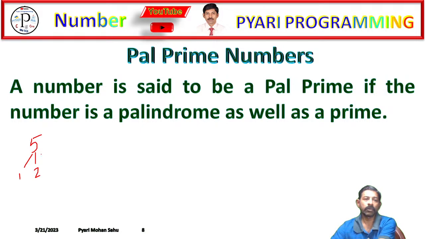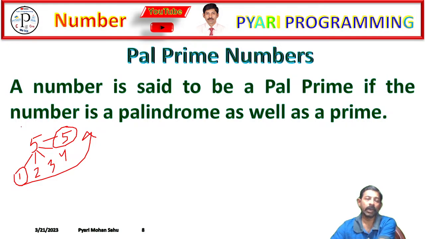Is it divisible by 3 or not? Is it divisible by 4 or not? Is it divisible by 5 or not? So that means I need a loop which will start from 1 and will move up to the number, not 5, up to the number. Because if the number is 5, I will move up to 5. If the number is 19, I will move up to 19.